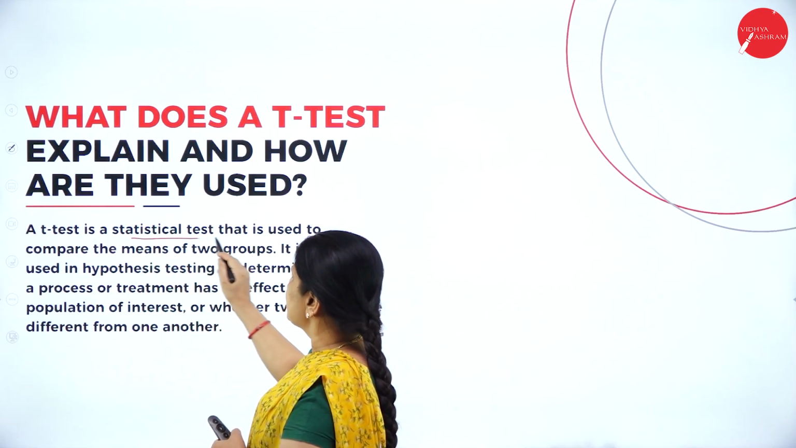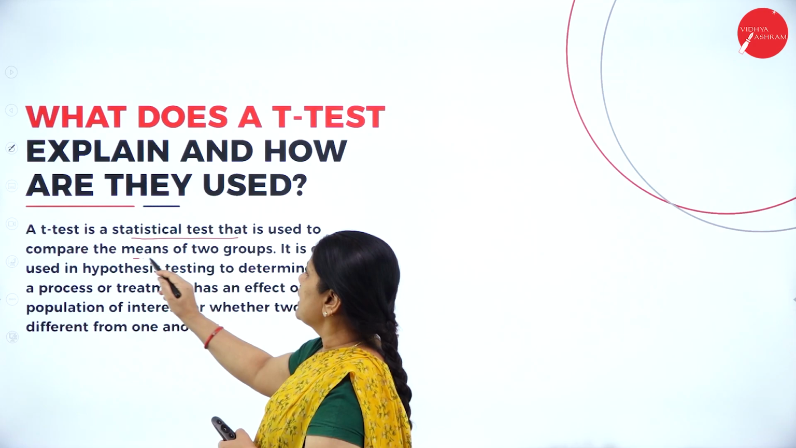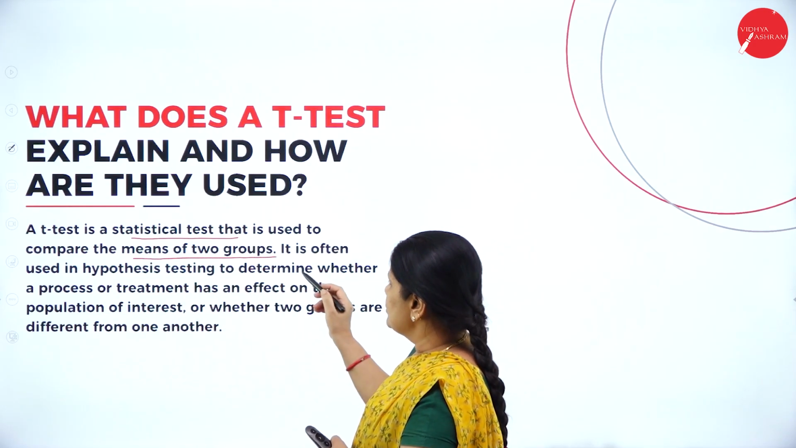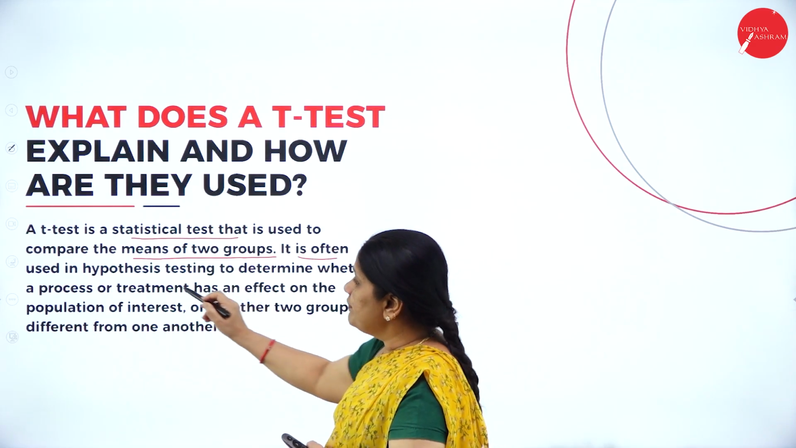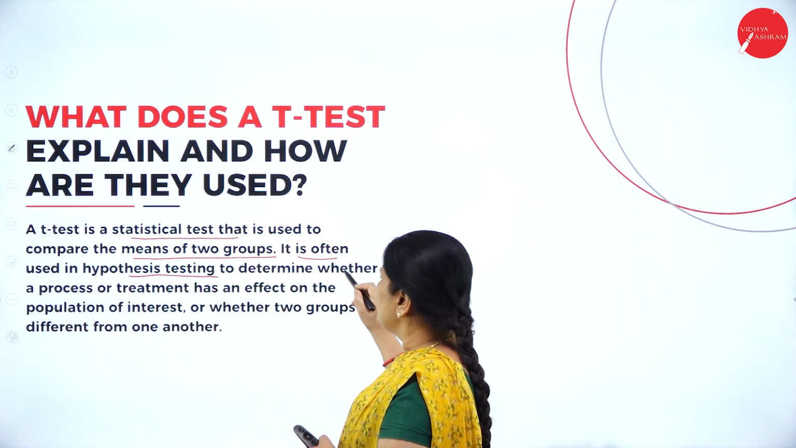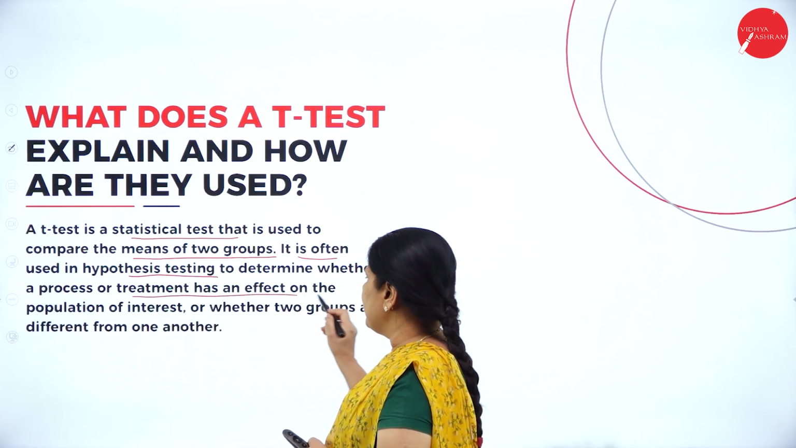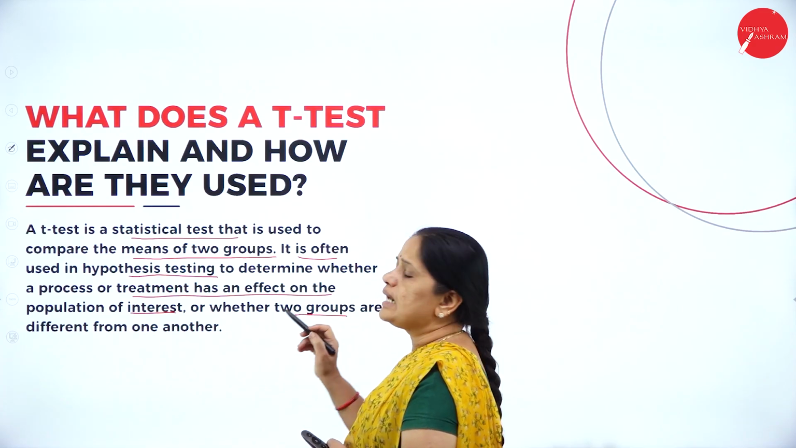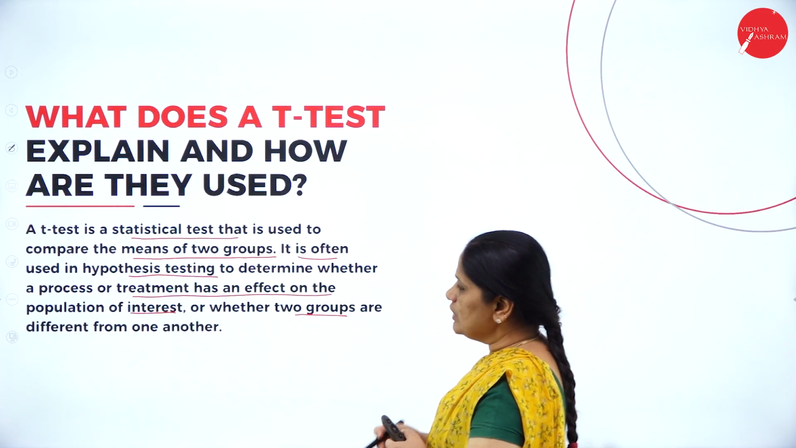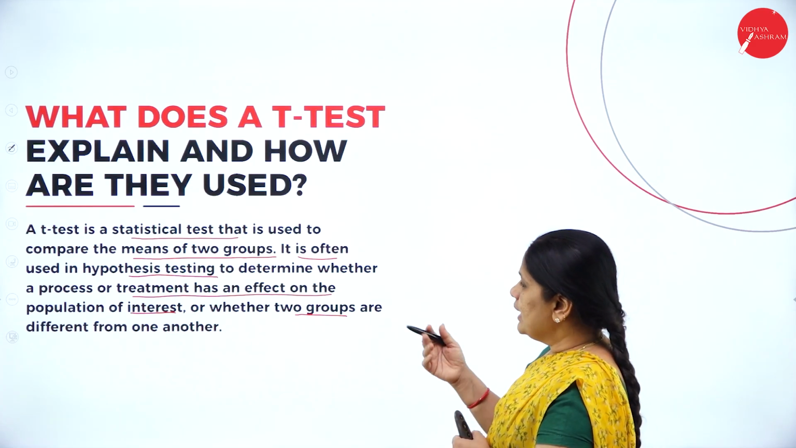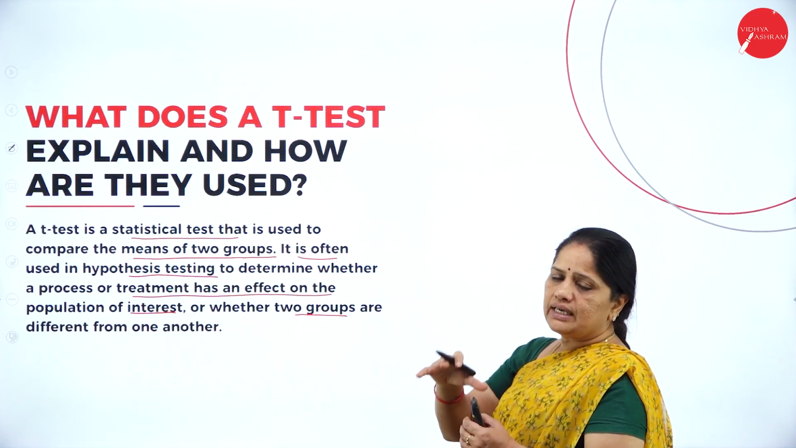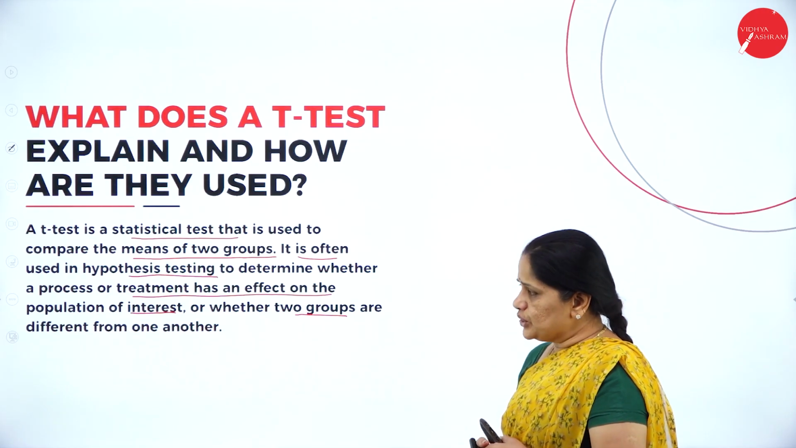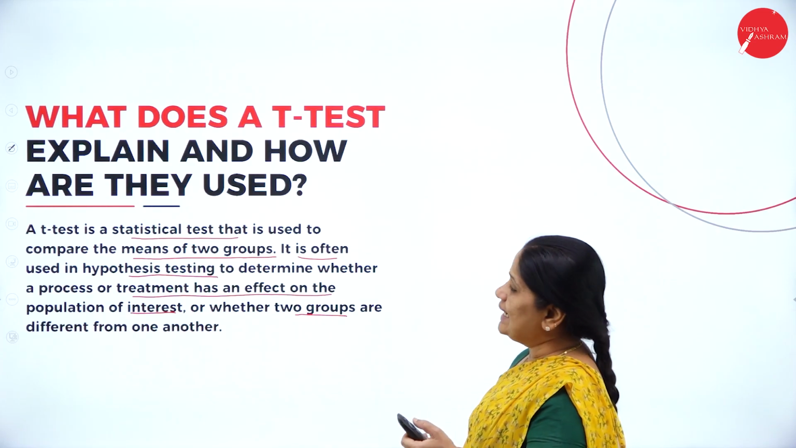Next, what does a t-test explain and how is it used? A t-test is a statistical test that is used to compare the means of two groups. It is often used in hypothesis testing to determine whether a process or treatment has an effect on the population of interest, or whether two groups are different from one another. So this is usually used for treatment: what is the effect of that drug on that particular sample, and also whether the two groups are different from one another.